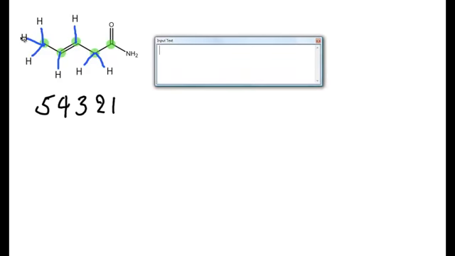Starting from the left side, I have a carbon with 3 hydrogens, so I have a CH3. Then I have a carbon with 1 hydrogen, a CH. Then I have another carbon with 1 hydrogen, another CH. Then I have a CH2, followed by a CO and NH2. So there is our condensed formula.